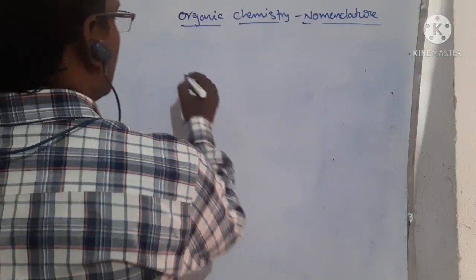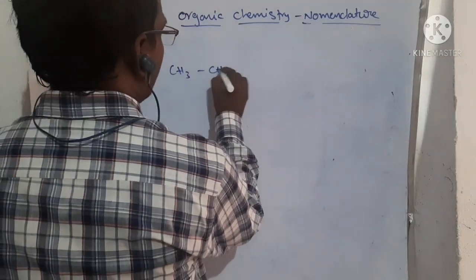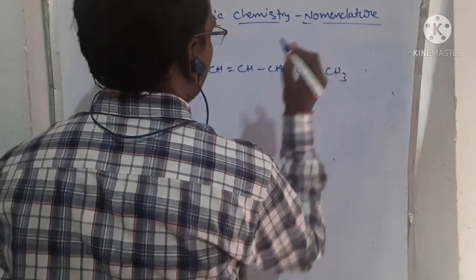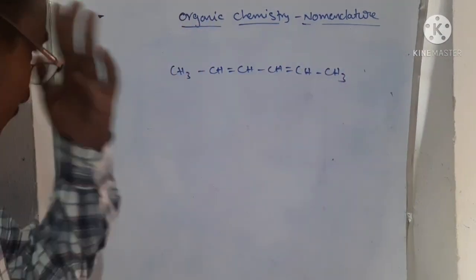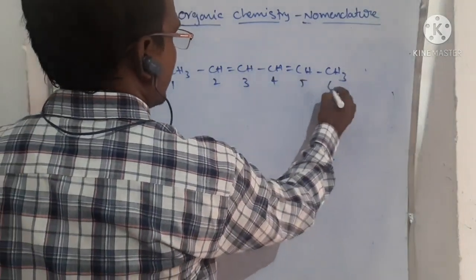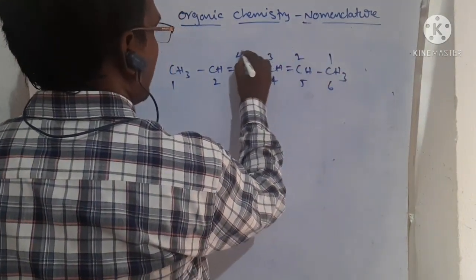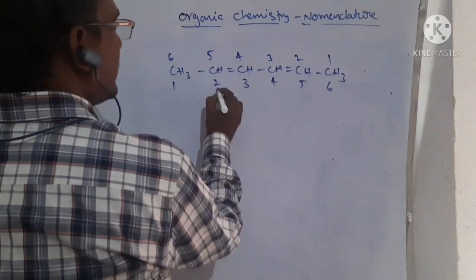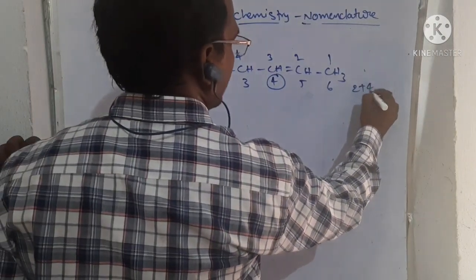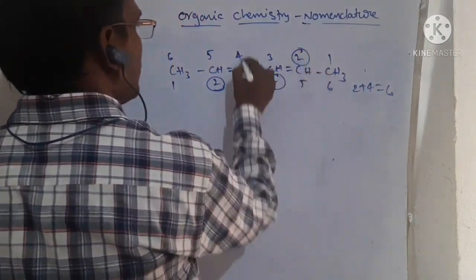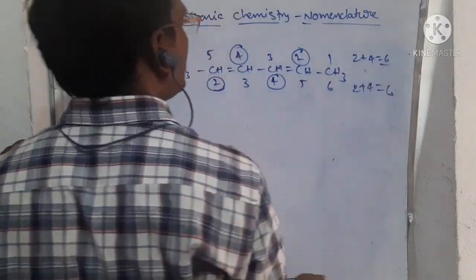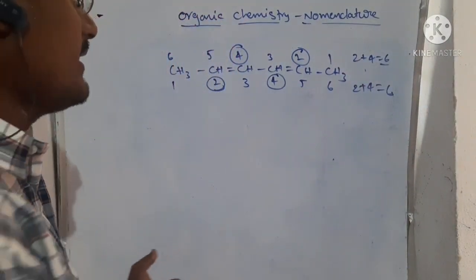Let us take one more. CH3 bond, CH double bond, CH bond, CH double bond, CH bond, CH3. Right? See here, 1, 2, 3, 4, 5, 6. Here the double bond is at the second position, here at the fourth position. 2 plus 4 equals 6. From the other side also second position and fourth position, 2 plus 4 equals 6. So both are the same. So in what way can we name it?